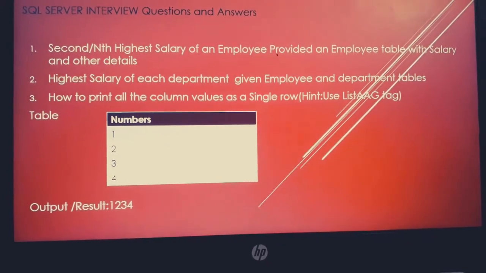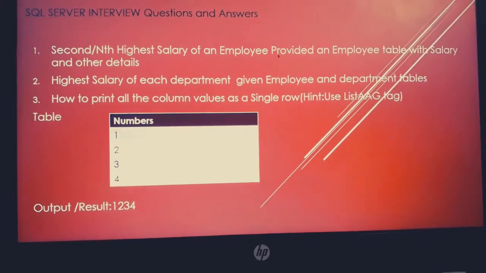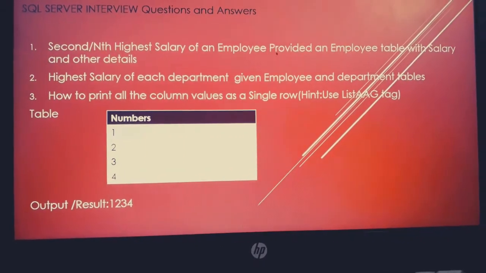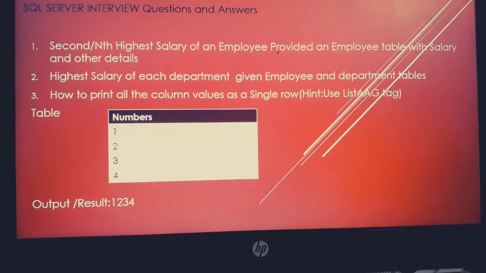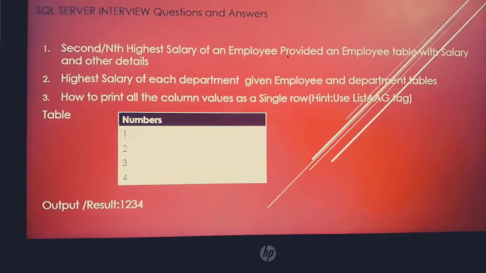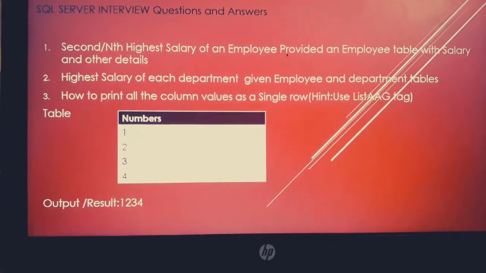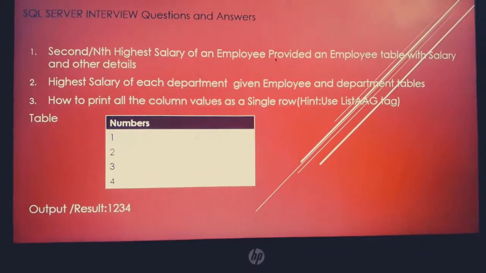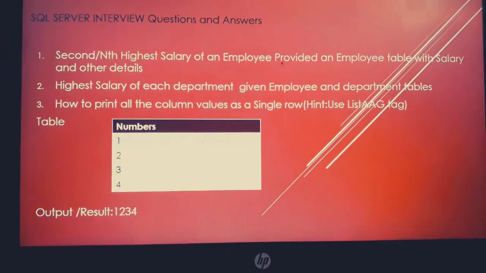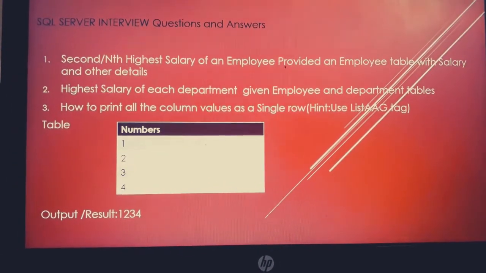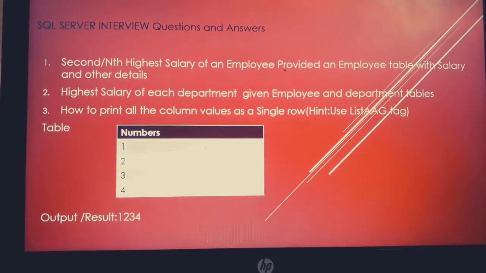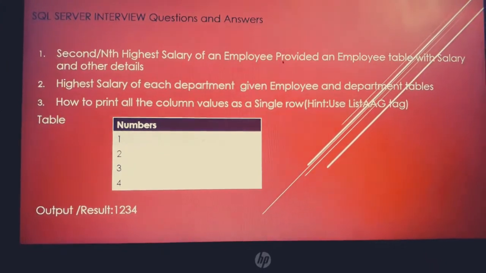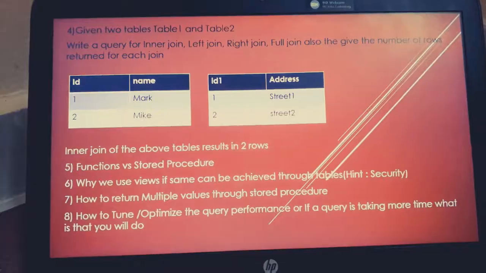Moving on to the third question, how to print all the column values as a single row as shown below. I have given a table with numbers and the output is 1 2 3 4. If you search this directly on Google, you will not be able to get the correct results for it. So my hint would be to use the LISTAGG function, which can achieve this.